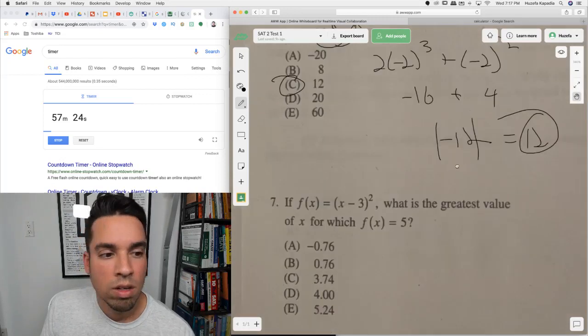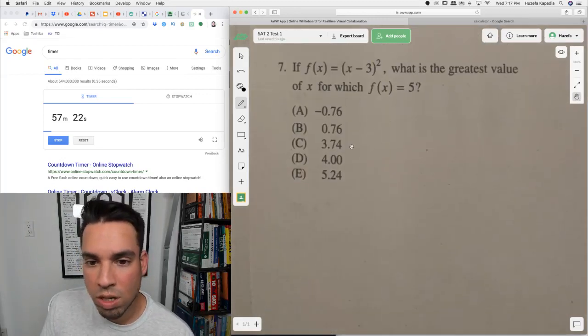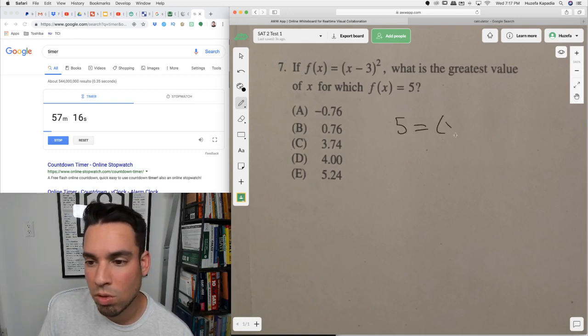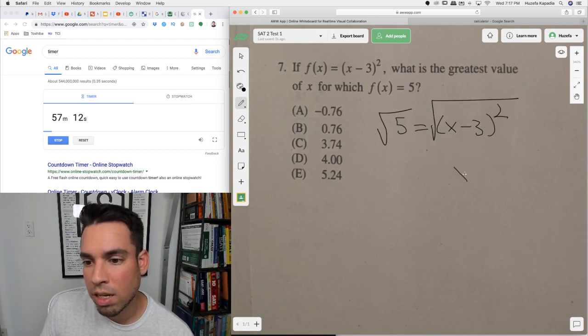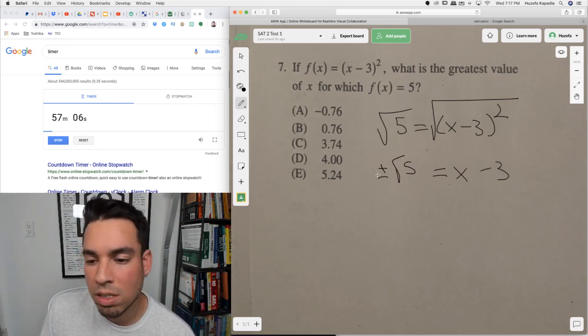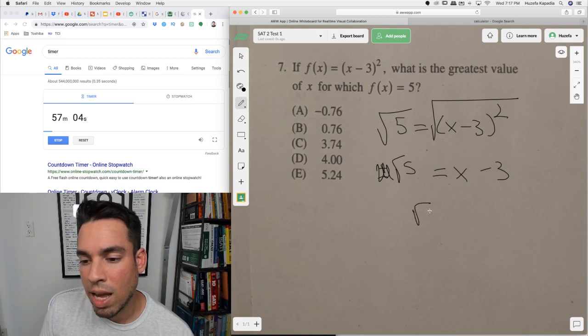Next. Number 7. What is the greatest value of x for which f of x equals 5? All right, well, let's plug in 5 here and set it equal to x minus 3 squared. Square root both sides. X minus 3 equals square root of 5, positive or negative. But they want the greatest value, so we're going to take the positive. We don't worry about the negative. And then we add 3 to both sides, and that's it.